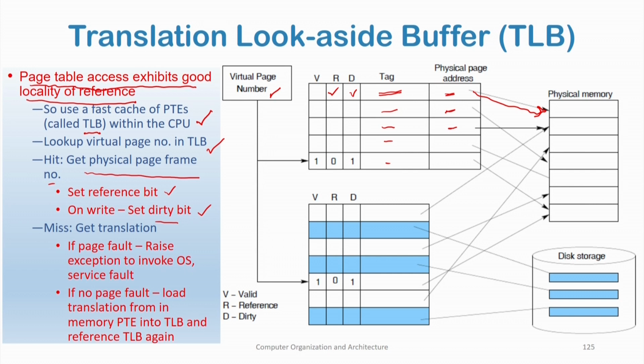However, when I get a miss, if my virtual page number does not match any of the tags present in the translation look-aside buffer, then I have a miss in the TLB. If I have a miss in the TLB, I need to get the translation from the page table in memory. Now, in this case, there can be two distinct cases. I have a miss in the TLB, but the data is in memory.